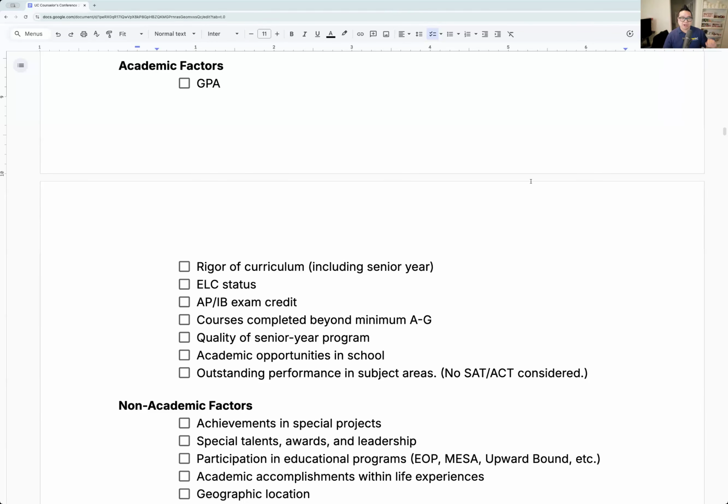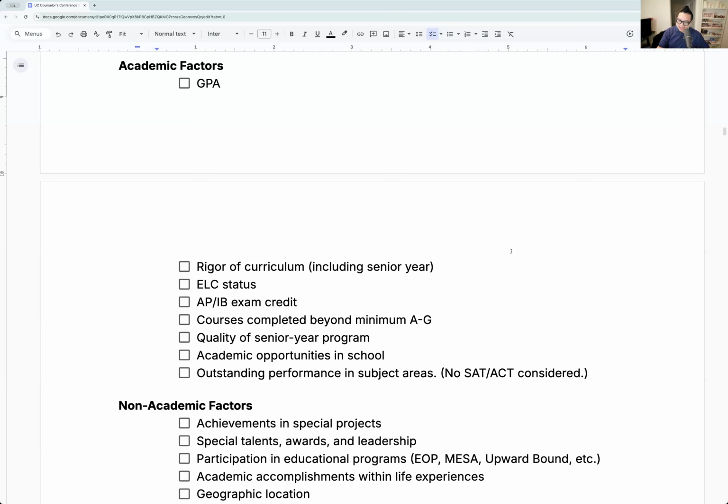which is if you're top 9% of your high school or top 9% of the state. If you are, by definition, you are guaranteed admission to at least one UC. Realistically, that's Merced as of today, right? Then AP, IB credit, courses above A through G, quality of senior year.